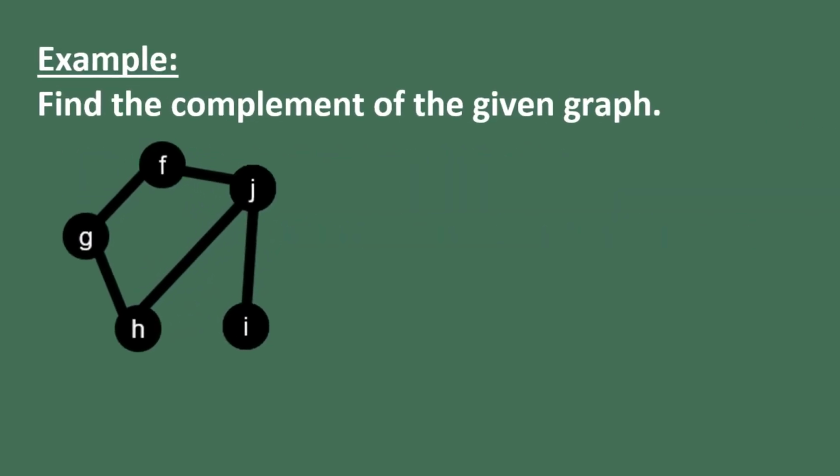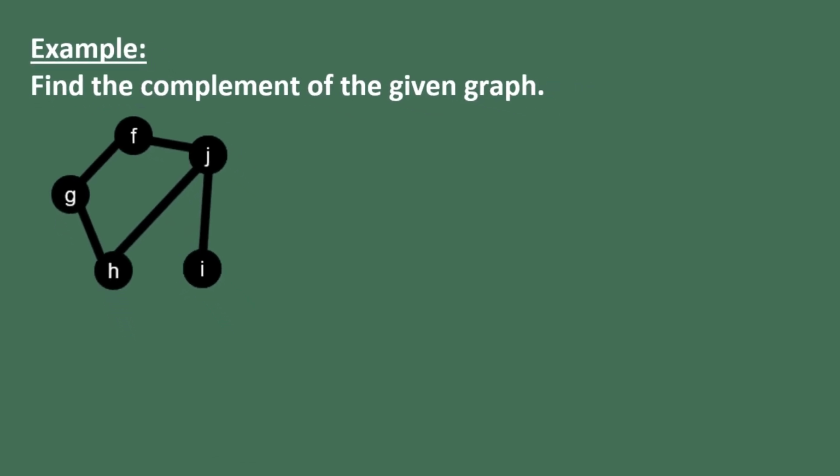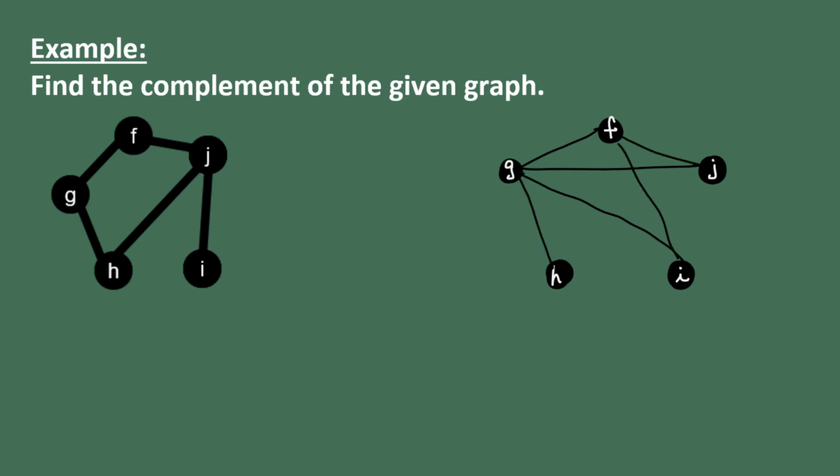For example, let's find the complement of this graph. First, I'm going to draw all of the vertices. Then I'm going to connect every pair of vertices with an edge so that I have a complete graph. So G will be connected to all four of the other vertices. F will be connected to all four of the other vertices. J will be connected to all four of the other vertices. I will be connected to all four of the other vertices, and so will H.